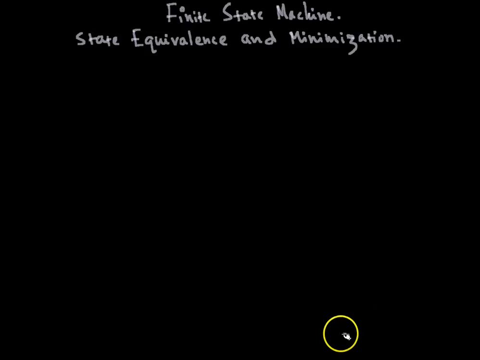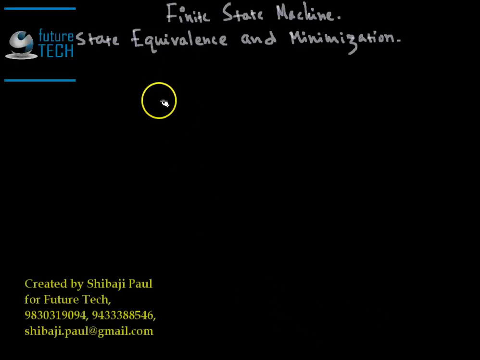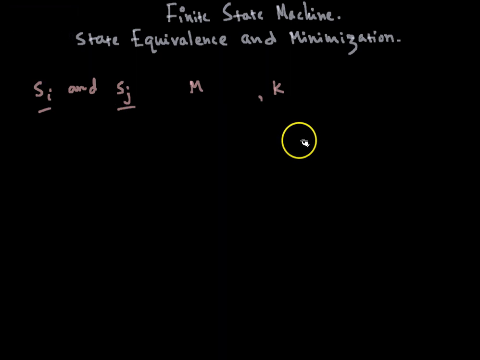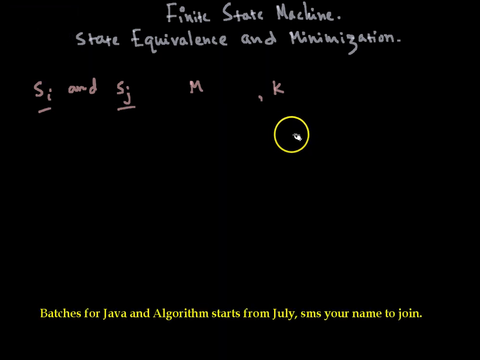In this session, we are going to talk about finite state machine, state equivalence and minimization of finite state machine using the conception of state equivalence. Two states, say Si and Sj, of a machine M, are said to be equivalent for input string of length k if any input string over the alphabet of the machine, when supplied to the machine by considering Si and Sj as initial state, produces the same output sequence.